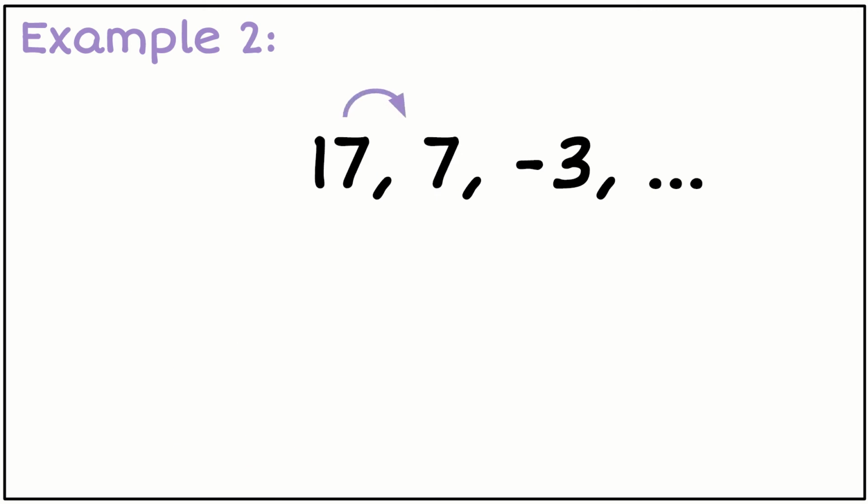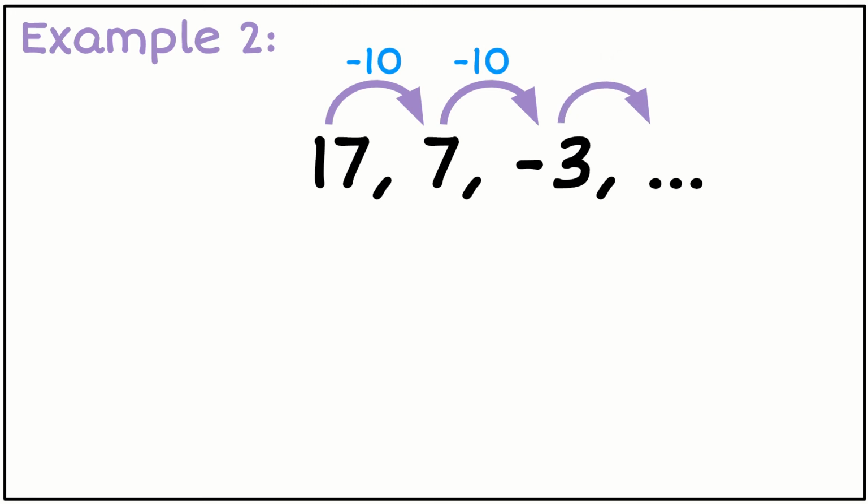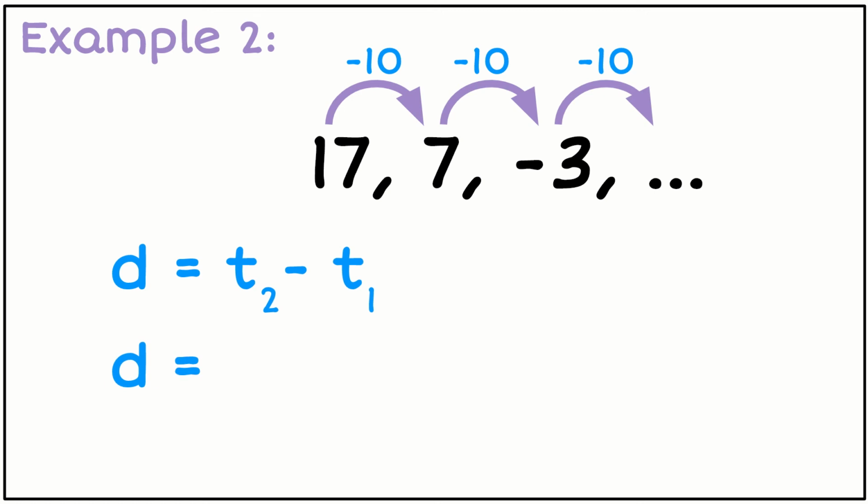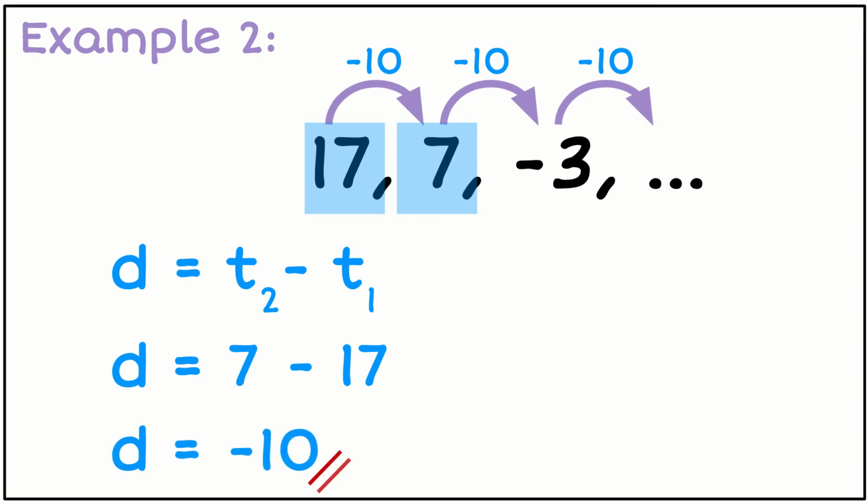In this example here, the difference now, I'm subtracting 10 between each term. So if I take our second term and subtract our first term from that, the second term is 7 minus the first term, 17, that gives us a difference of negative 10.